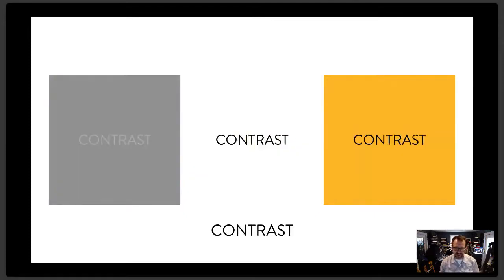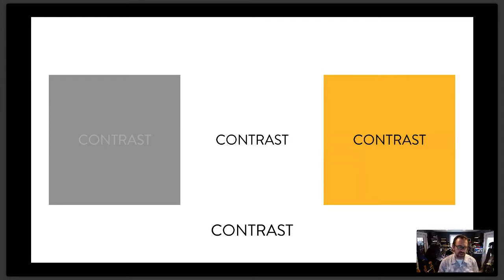Contrast is important, and often this is where a lot of designers will fail. They don't check this. So contrast on the left here is horrible, very low contrast. The best two contrasts we can do on the screen are black on white or black on yellow. Those are the highest contrast ratios we can get. And there's a way to test this.